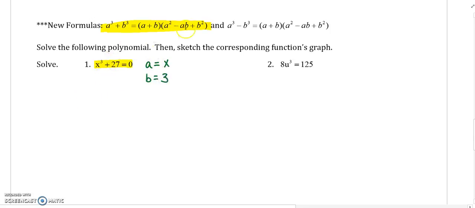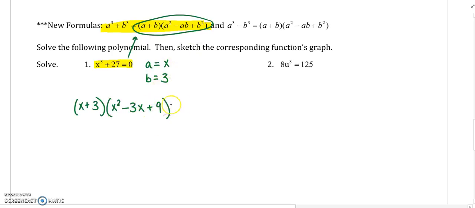So I can go ahead and factor this, again, just by using the formula up there. A plus B, so x plus 3. And then x squared minus x times 3, so 3x. And plus 3 squared, which is 9. And remember, we've talked about this before with the sum and difference of cube formulas. This part right here is not going to be factorable anymore. So we're not going to be able to factor that. And that's why these problems are actually a little bit more complicated.